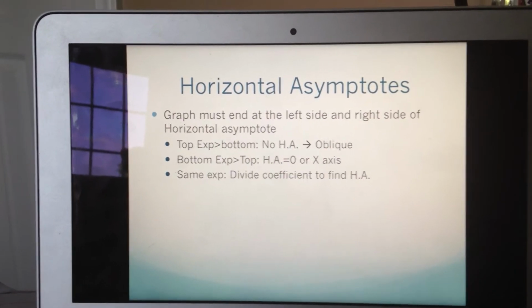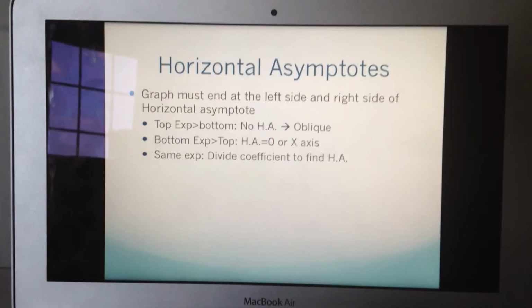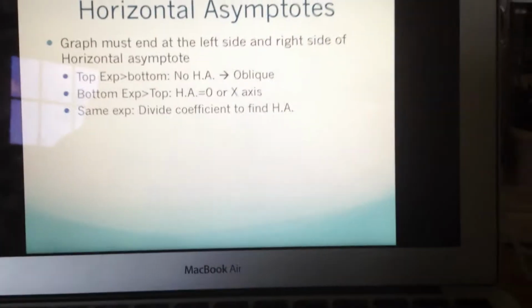Okay, horizontal asymptotes. A graph must end at the left side and the right side of the horizontal asymptote. What I mean by this is if you look at this little sketch here, then you see the dots there. Well, the graphs must end at the dots, so either that one or that one or that one or that one, and you have to end at each side. Okay, that's where you have to end.